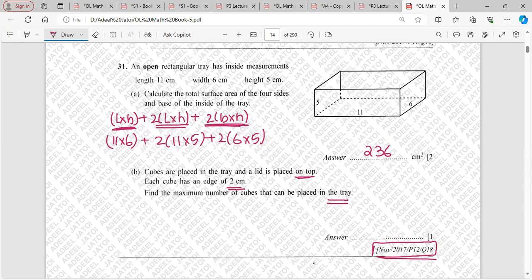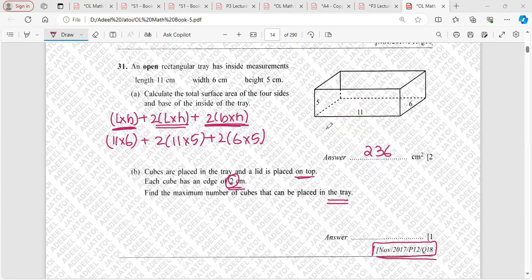Now, the number of cubes that can fit in, you need to understand this. This is 2 centimeter, right? So if I have length of 11, then 2, 2, 2, 2, 2. So total of 5 cubes can be placed when I'm talking about length, because 11 is the length, but the cube length is 2, 2, 2, 2.